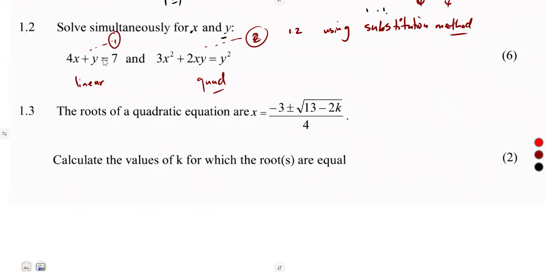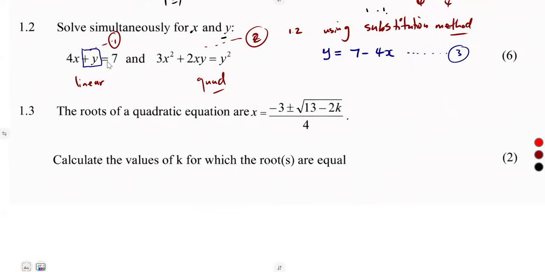And from our linear equation, it is easier to make y the subject. As you can see, y is just a single term. We do not have any other number affecting y. So I'm going to make y the subject. So y is equal to 7 minus 4x. So I'm going to name this equation 3. We made y the subject from equation 1, all right?